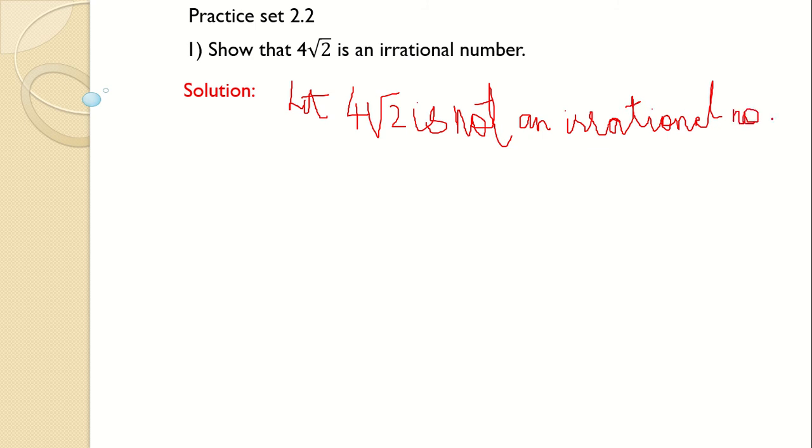Okay, so we start by assuming something that is the opposite of what we are asked to prove, and then we will arrive at a contradiction, and then we will say that since this is a contradiction, our assumption is wrong. Now we are saying 4 root 2 is not an irrational number, which means it has to be a rational number, right? Therefore 4 root 2 is a rational number.